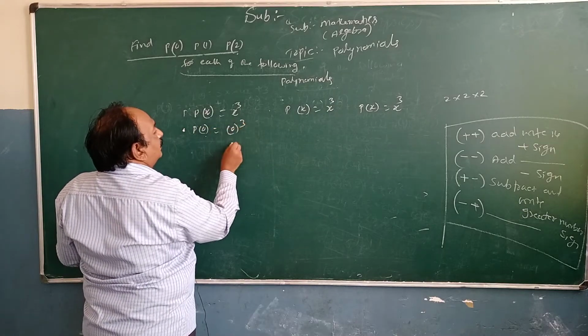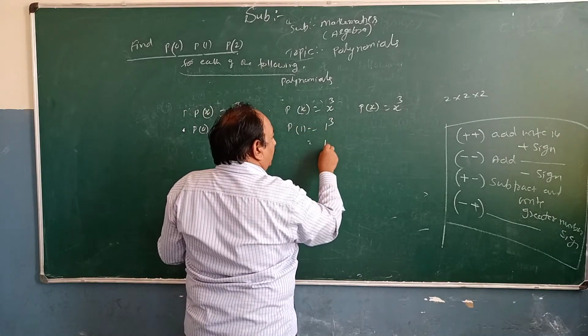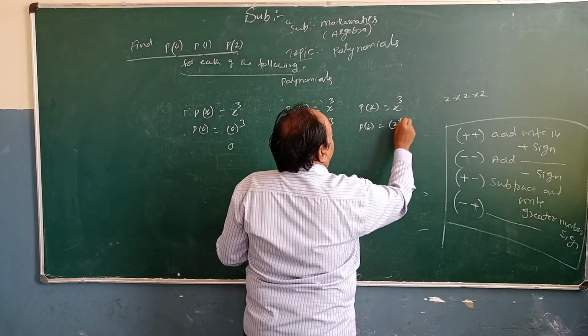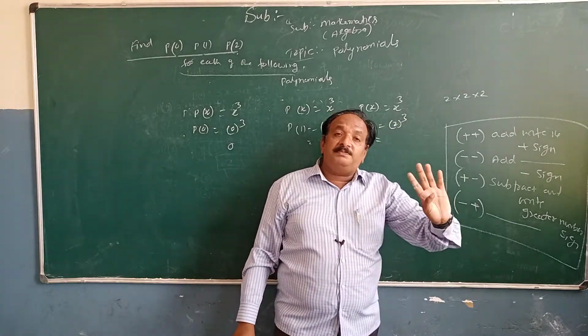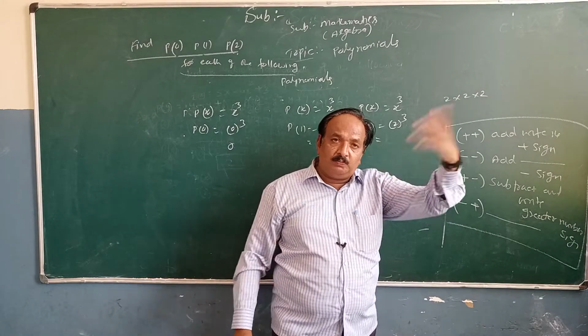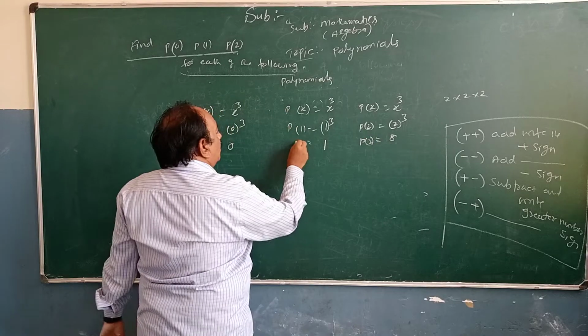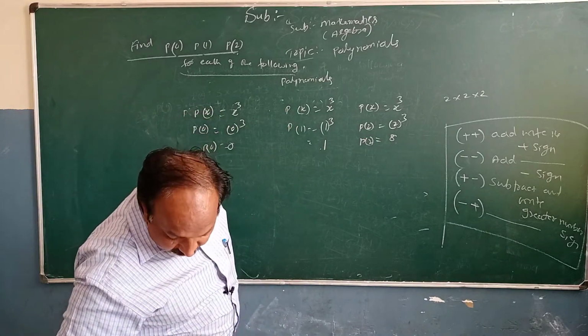0 cube is nothing but 0. P of 1, 1 cube is 1. P of 2, 2 cube. What is that, 2 cube? 8, not 6. 2 is multiplied 3 times. 2 twos are 4, 4 twos are 8. Therefore, P of 2 is equal to 8, P of 1 is equal to 1, P of 0 is equal to 0.